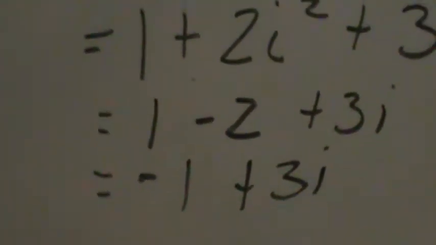Because i is equal to the square root of negative 1, if you square both sides, then that means that i squared is equal to negative 1. So if you factor this out, like you would with polynomials, you get 1 + 2i squared + 3i. But we know that i squared is negative 1, so that would be 2 times negative 1, which will make that now negative. And then we get down to negative 1 + 3i.